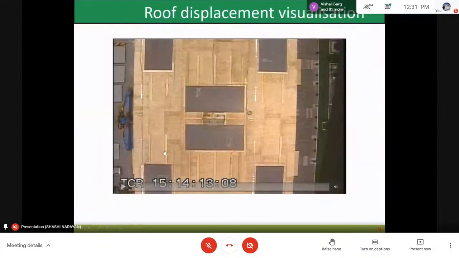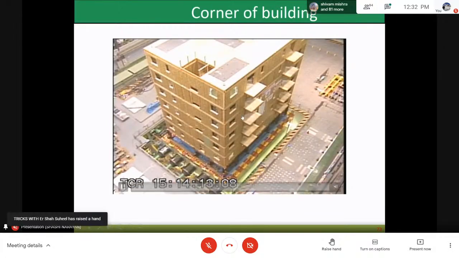This is the video of the roof displacement, how the roof behaves. This is the raw file. I hope there is no error with the video. One of the corners of the building, you see this room. Inside the room also we have a video of that as well.